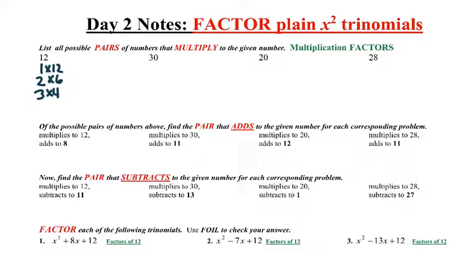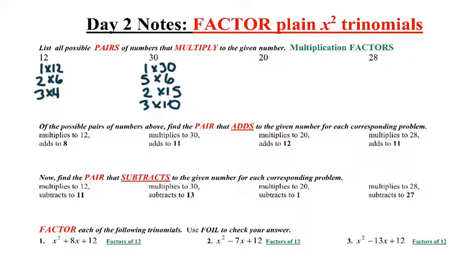What multiplies to 30? Right, 1 times 30. I'll write 6 times 5 because everybody probably already said that, but what else multiplies to 30? 2 times 15. There's one more. Right, 3 times 10. All multiply to 30.